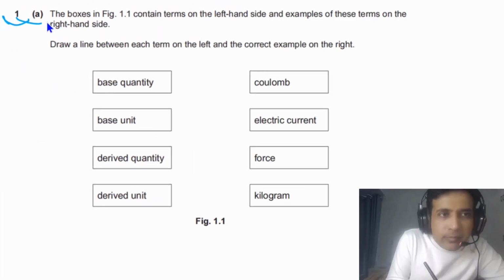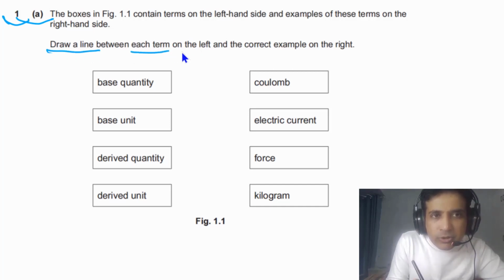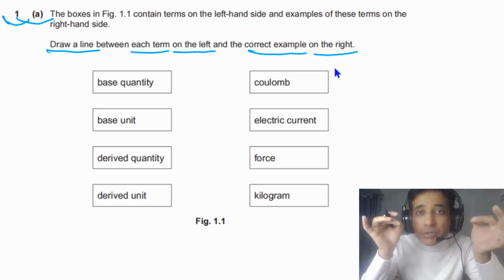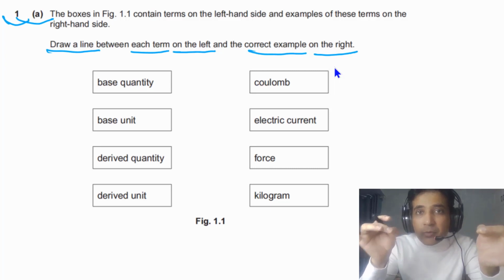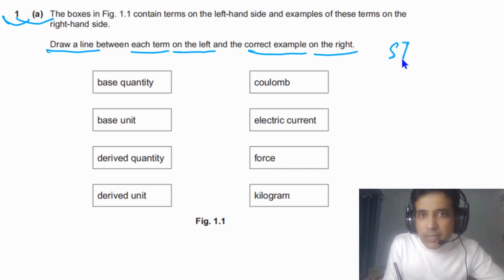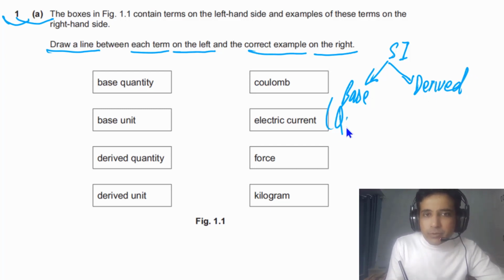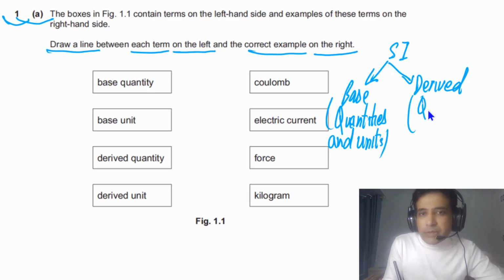For question number 1, part A, we need to draw a line between each term on the left and a correct example on the right. This question is simply about the System International, meaning simply about SI. In the System International, we have base quantities and base units. Also, we have derived quantities and derived units.